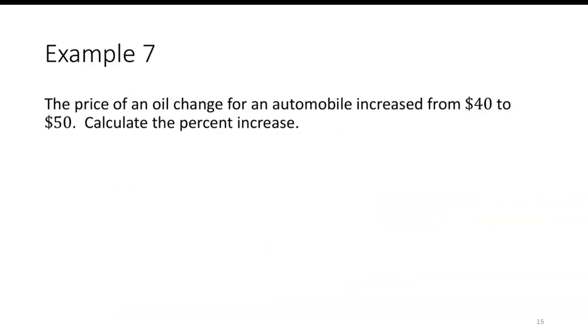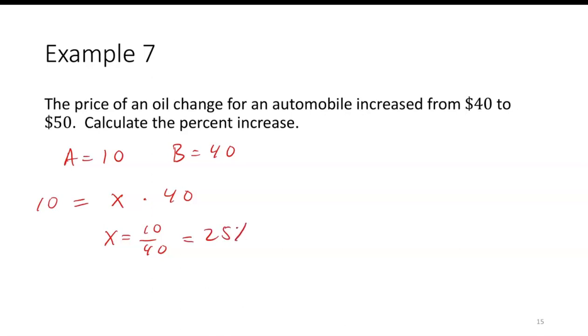The price of an oil change for an automobile increased from $40 to $50. Calculate the percent increase. So the amount of increase, from 40 to 50, would be a $10 increase. The original amount is 40. So we can write this as 10 is what percent of 40? In other words, 10 divided by 40, 1/4, which is 25%. So there was a 25% increase in the price of an oil change.